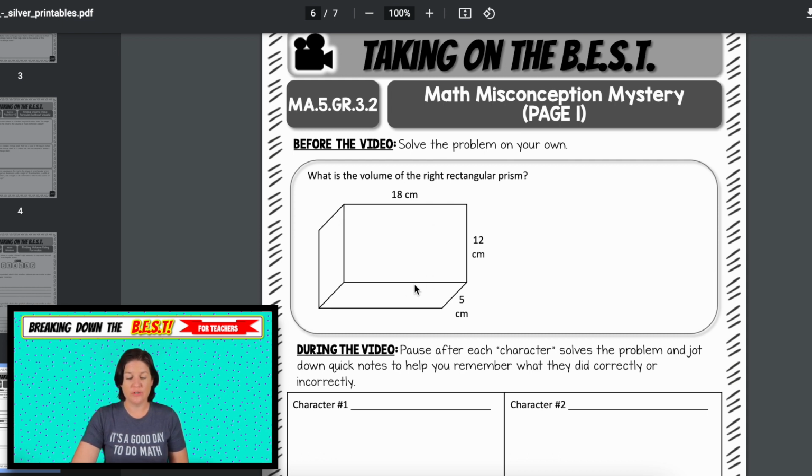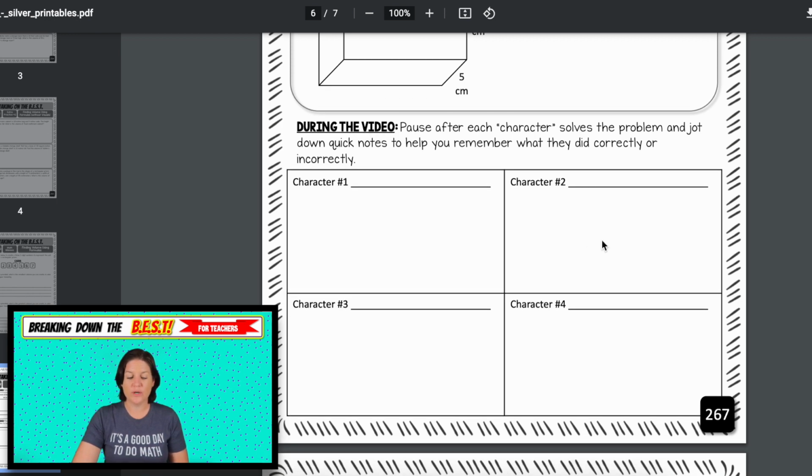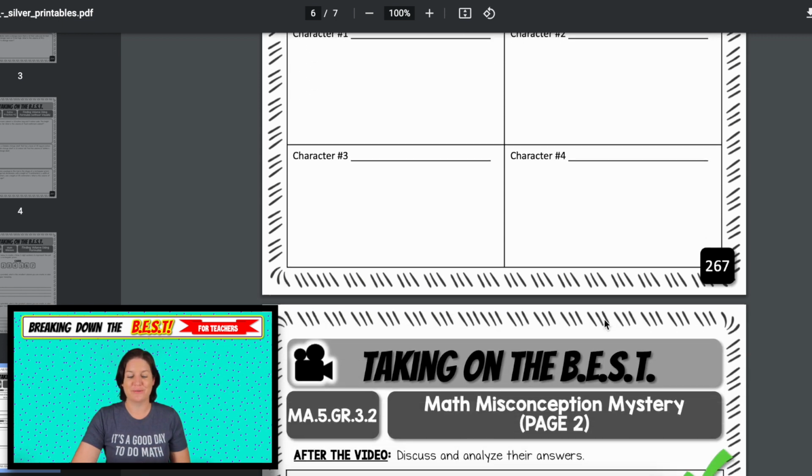So they have to find the volume here, and then they will continue to play the video and watch as 4 characters solve that same problem. 3 of those characters are going to make a mistake that students commonly make, and only 1 character has the correct reasoning, the correct answer. And these characters are just me dressed up in silly costumes having fun with it.